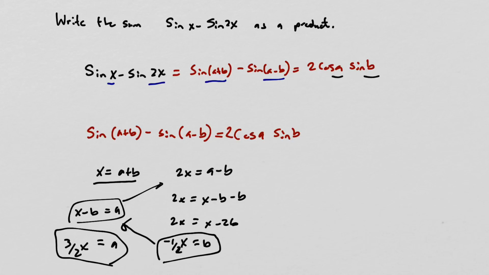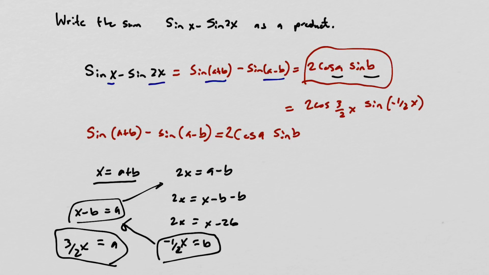So we have our a, we have our b. We'll just plug it into this formula over here. And the solution we're looking for is going to be equal to 2 cosine of 3 divided by 2 x times the sine of negative 1/2 x. And we have our solution.